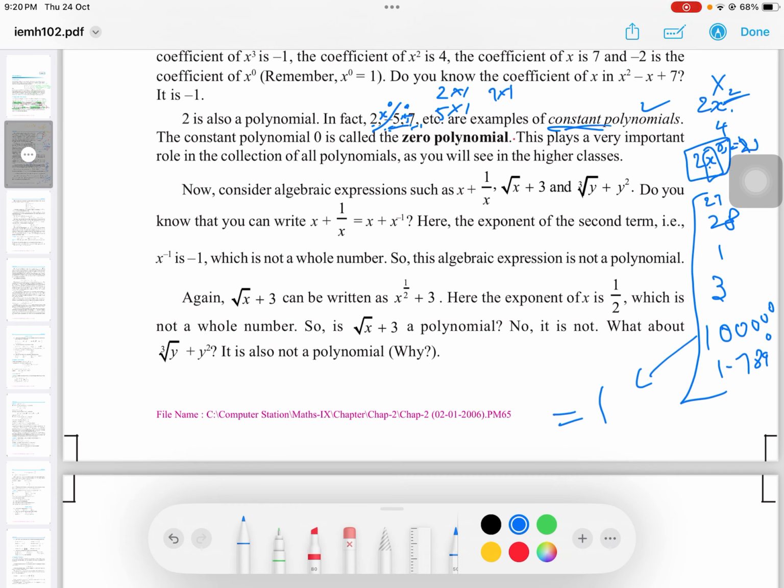Whatever value you plug into x, your answer is always the same number. In this case, 2. So whatever the value of x is, you will always get 2 as your answer. That's why it's constant.